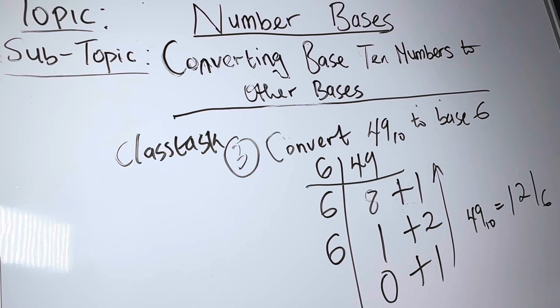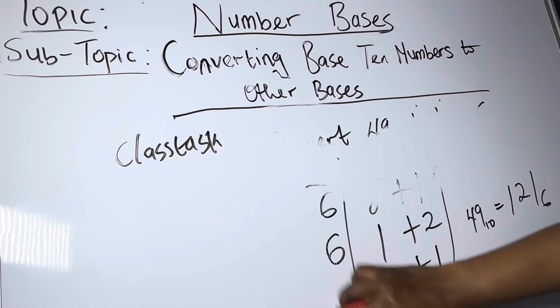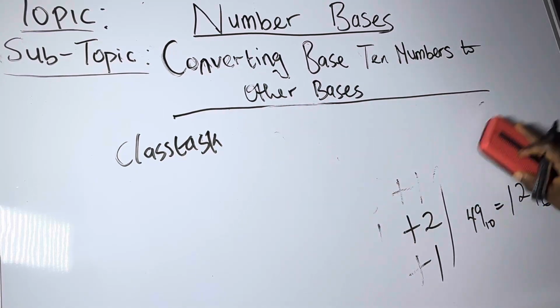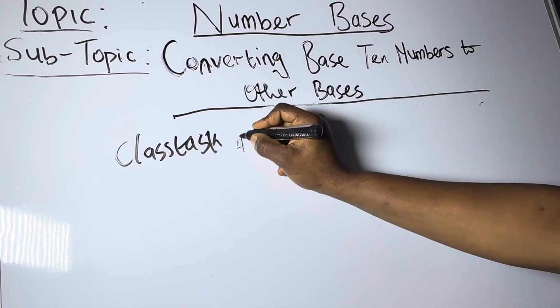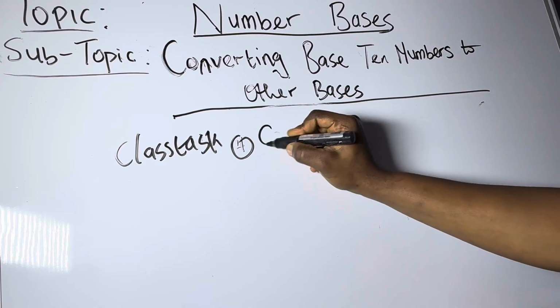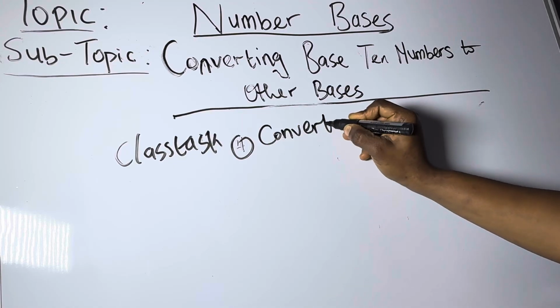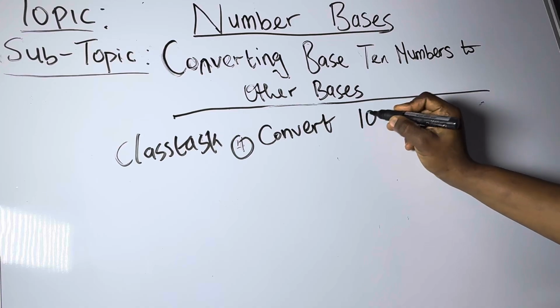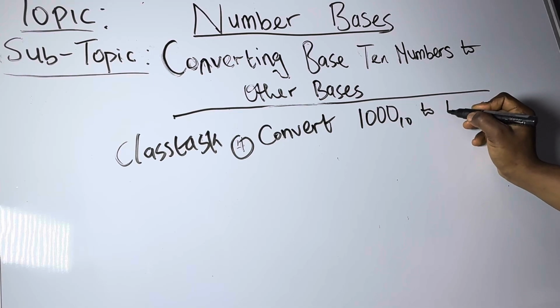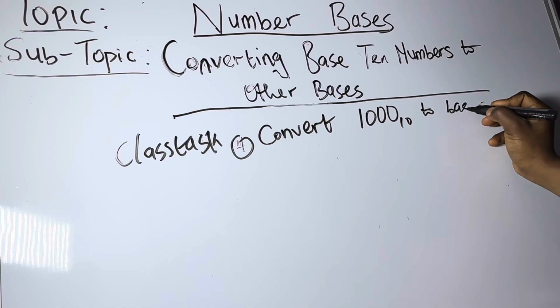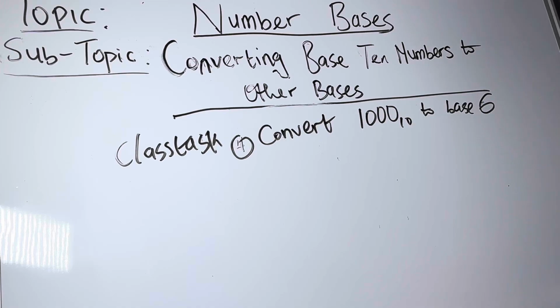I'm sorry if I didn't do a countdown for that. So let's take a look at another class task. This is the last class task for today. Class task number 4. Convert 1,000 in base 10 to base 6.